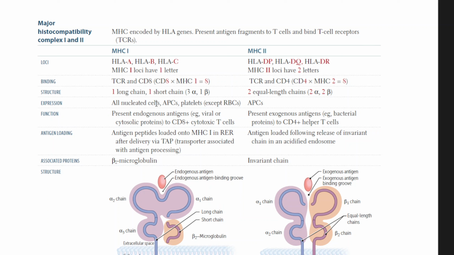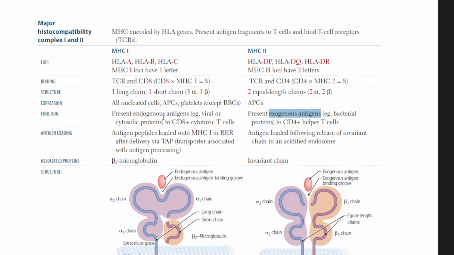Okay, so in their expression, MHC1 is expressed in all nucleated cells, and APCs, antigen presenting cells, and the platelets, except in red blood cells. And the other side is present in all APCs. Okay, so the function, as I said before, is they present endogenous antigen. This one is endogenous. The other one is exogenous.